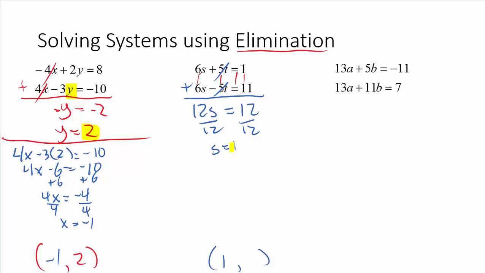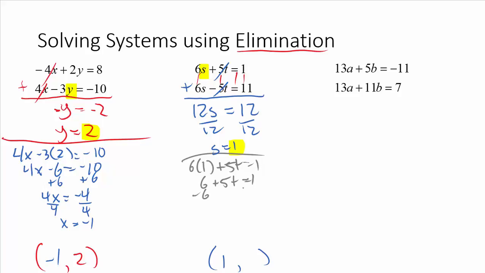Okay, so now that we found this, remember, just like with substitution, we're going to plug this s back in. I think I'm going to use this top one this time. And then I'm going to plug this back in to see what we get. So 6 times 1 plus 5t is equal to 1. So 6 times 1 is 6.